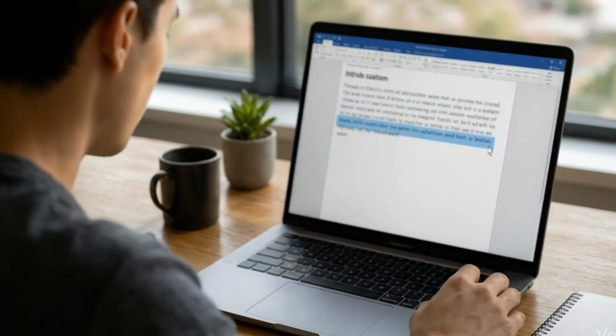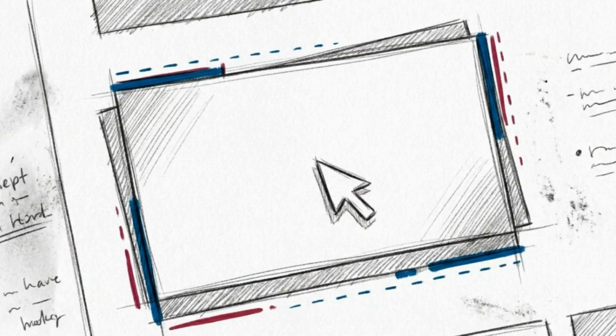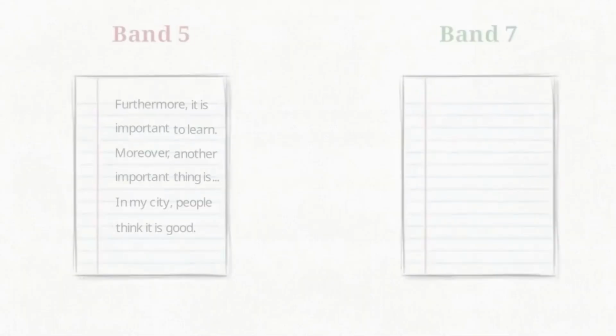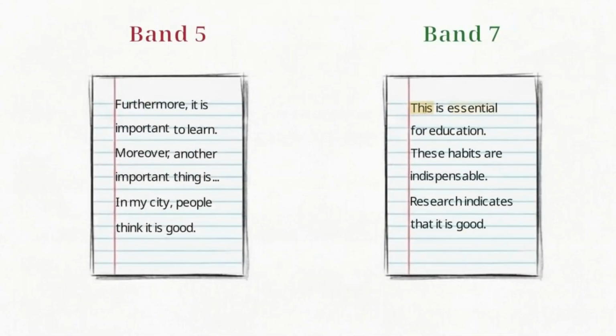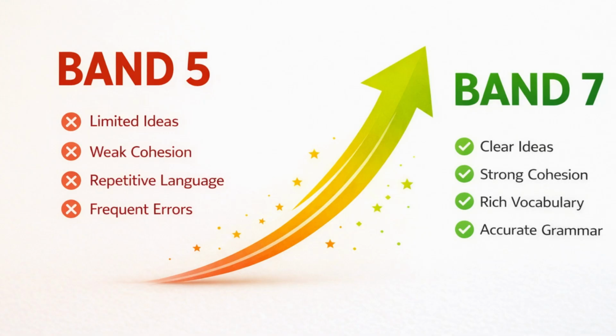To see exactly how these 5 rules look in practice, click the video on screen. I will walk you step by step through a real essay correction, taking a student's writing from a band 5 up to a band 7. I will see you there.